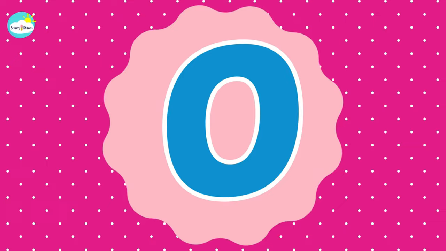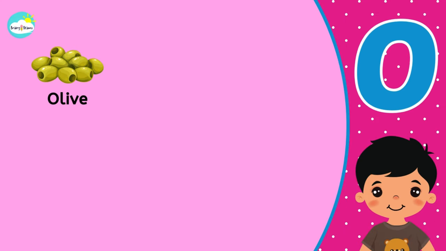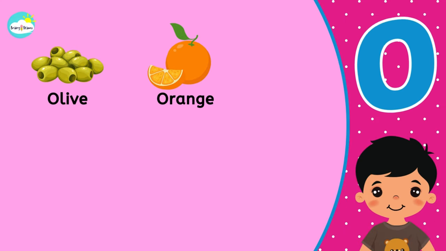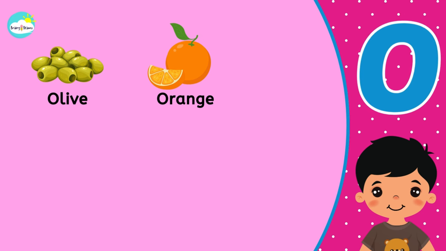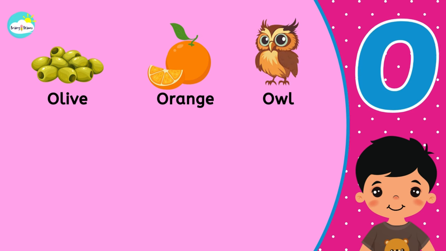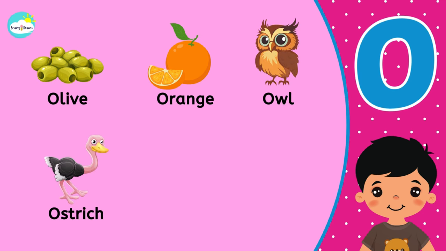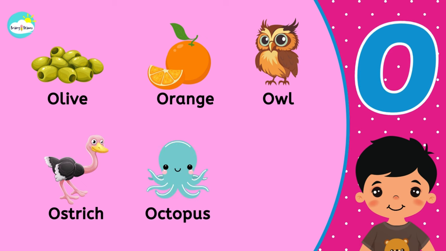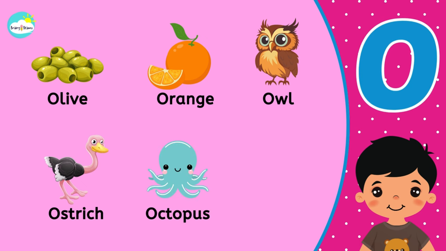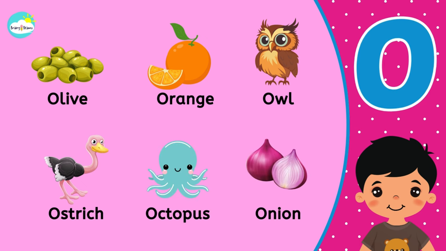O. O is for olive. O is for orange. O is for owl. O is for ostrich. O is for octopus. O is for onion.